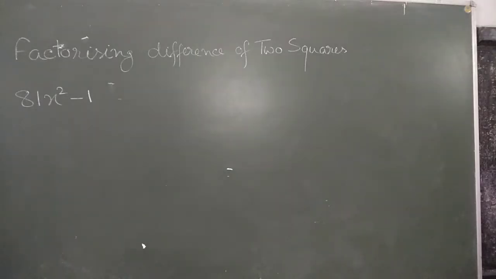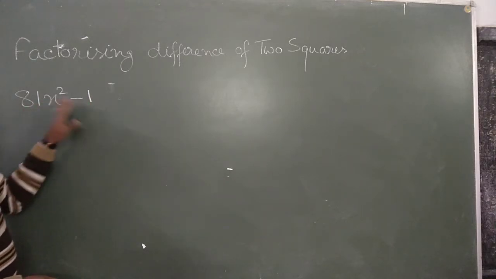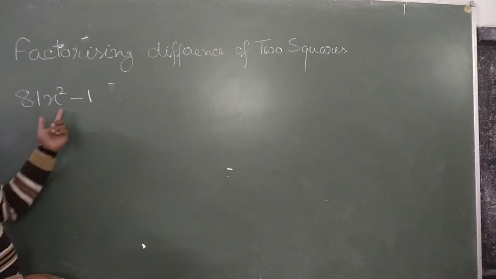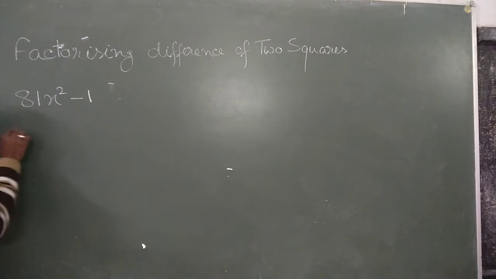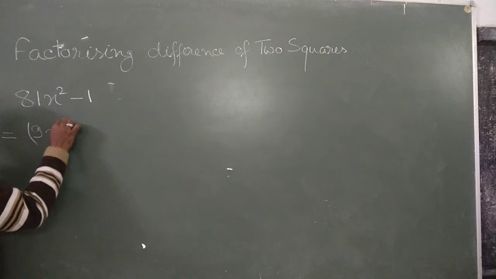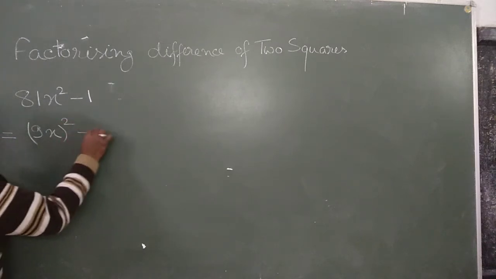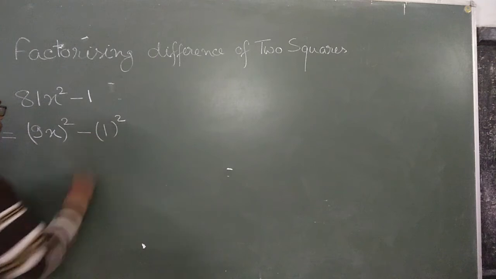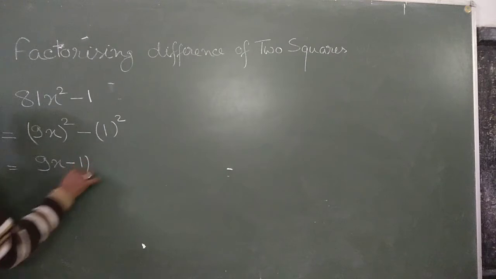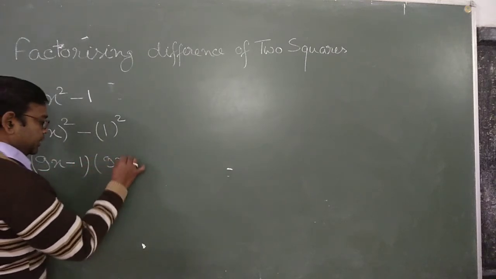As you are observing on screen, on the left hand side of the screen, this one is 81x square minus 1. Here we have a difference. There are two squares. This is 9x whole square, and 1 itself is a square. So what I told you: first we write the square root of the first term in this form, and again the square root of the second term in this form. Now we know the formula, so by using that: first term minus second term, into first term plus second term.